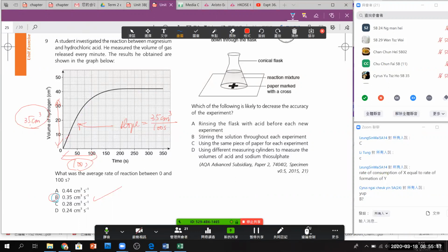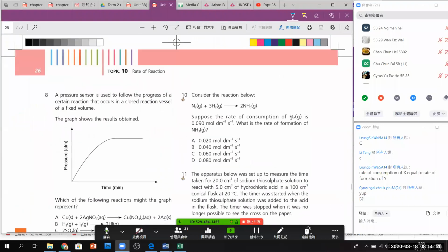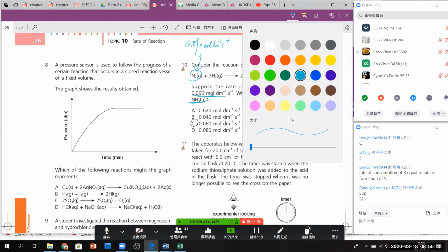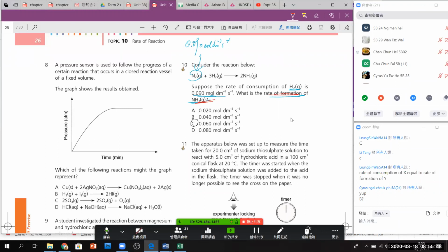So how about number 10? Number 10, the last question. Take a look. Last question, number 10. Suppose the rate of consumption of X2, a very authentic question, right? X2 consumption is 0.090 mole per dm cubed per second. How about the rate of formation of ammonia? So the formation of ammonia is here, right?